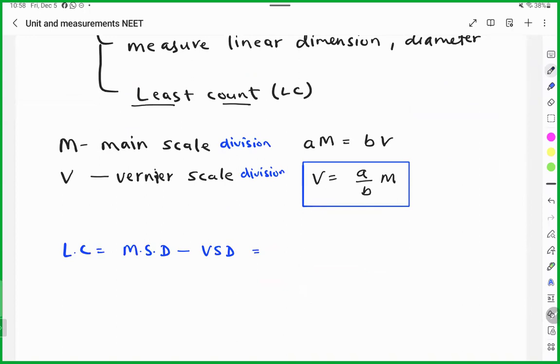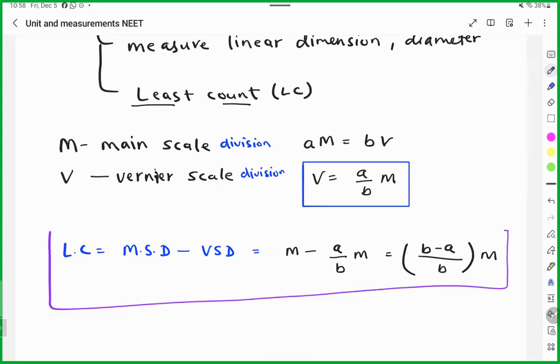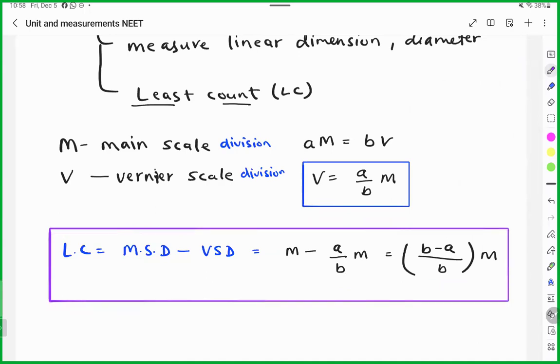What is the Vernier scale division? A by B. So what will be the total value? Yes or no? This will be really helpful to calculate the final value in the least time. How? Just put the B and A values.